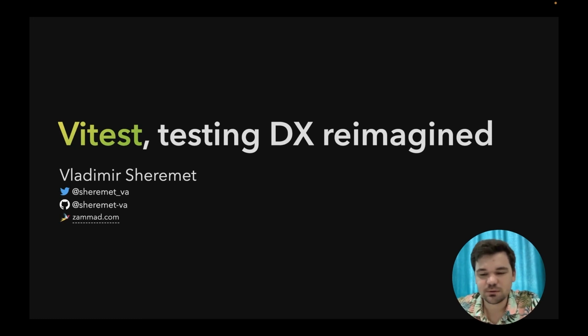I'm a front-end developer and currently I'm working for Zamat. Zamat is an open source help desk ticketing software. We're proud of our open source philosophy, so everyone can run Zamat on their own servers, and due to that we have a constantly growing community. I'm also a core team member in Vitest, a test runner that we also use in Zamat. And today I'm going to talk about how Vitest improves your developer experience.